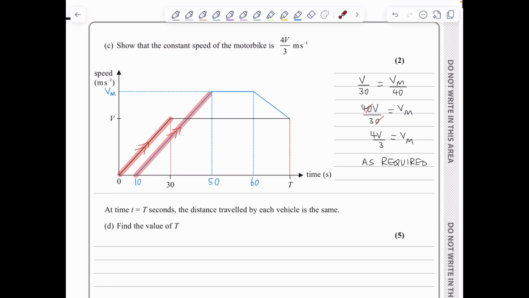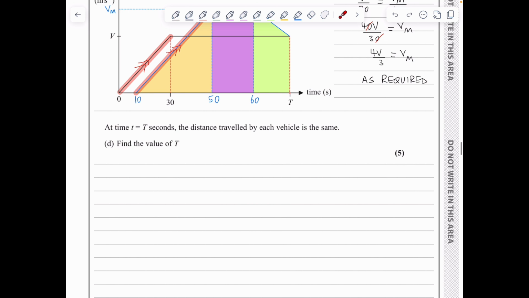We're then told that at time t is capital T seconds, the distance traveled by each vehicle is the same, and we need to find the value of capital T. We already know that the distance covered by the car is the area here, which is given by V times capital T minus 15. So the distance covered by the motorbike is the area shaded here, which consists of a triangle, a rectangle, and a trapezium. So I will be equating the two distances.